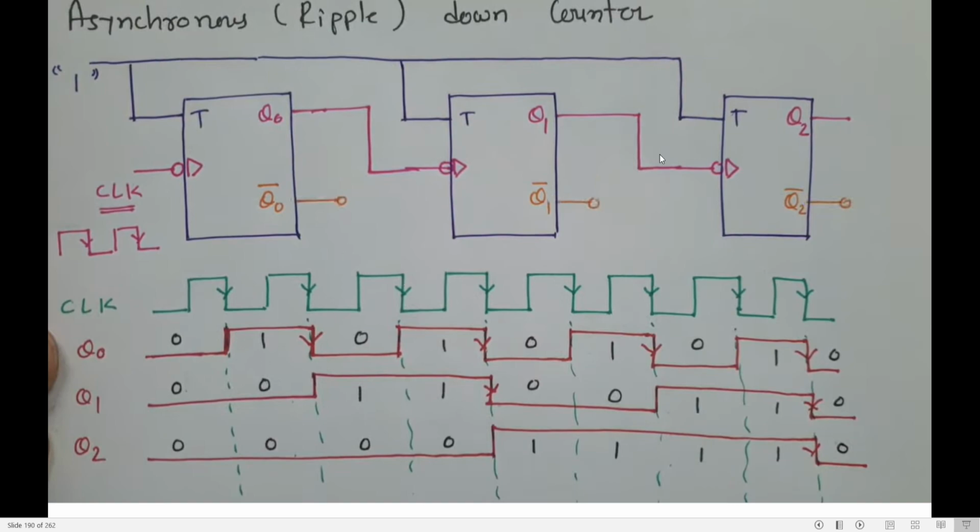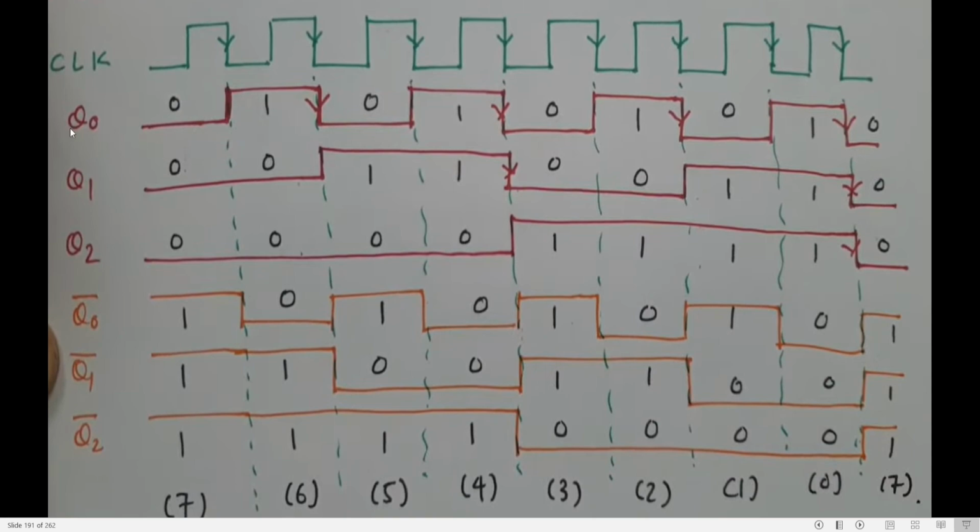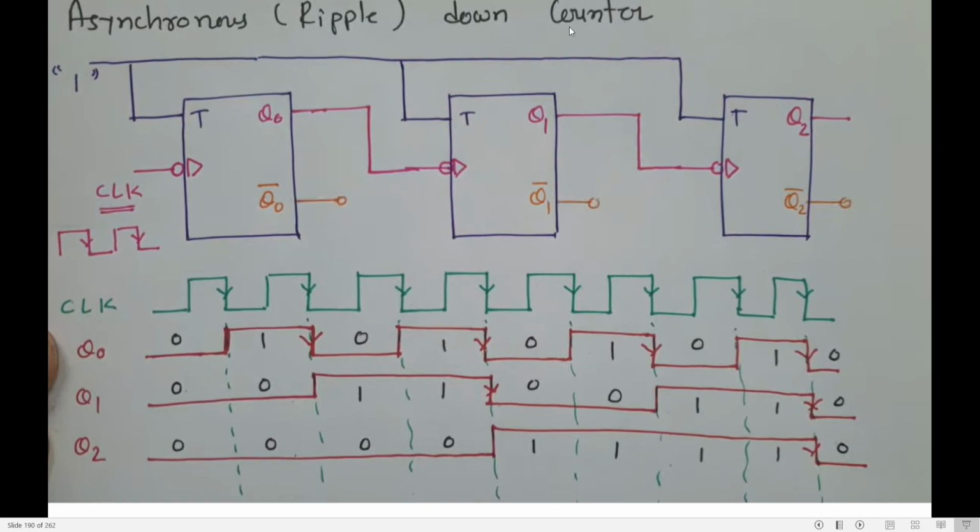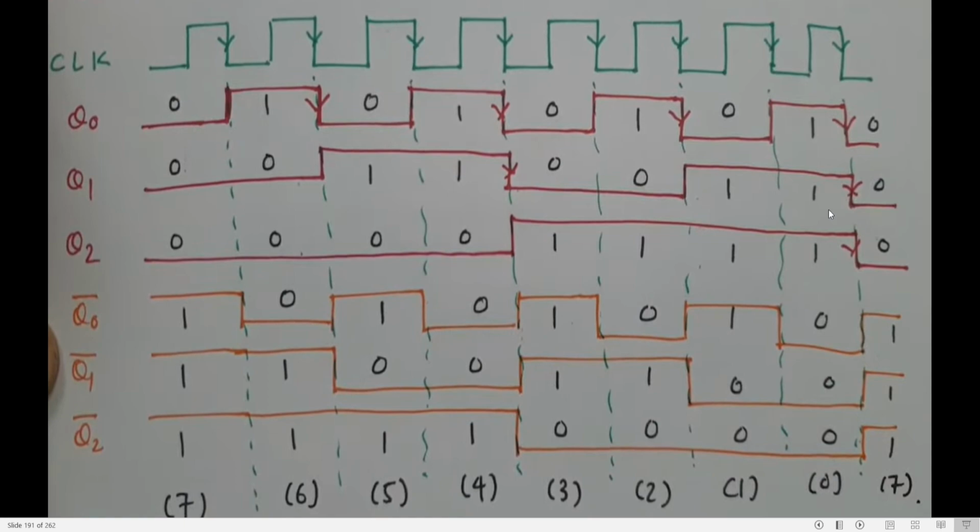Now how to get a down counter? From the up counter you need to design a down counter. You know down counter means outputs are obtained from Q0 bar, Q1 bar and Q2 bar. So what is Q0 bar? If Q0 is 0, make it 1. Complement Q0: 0, 1, 0, 1, 0, 1, 0, 1 becomes 1, 0, 1, 0, 1, 0. Just invert Q0. 0 is low, 1 is high. What is Q0 bar? In the place of 0, make it 1. In the place of 1, make it 0.